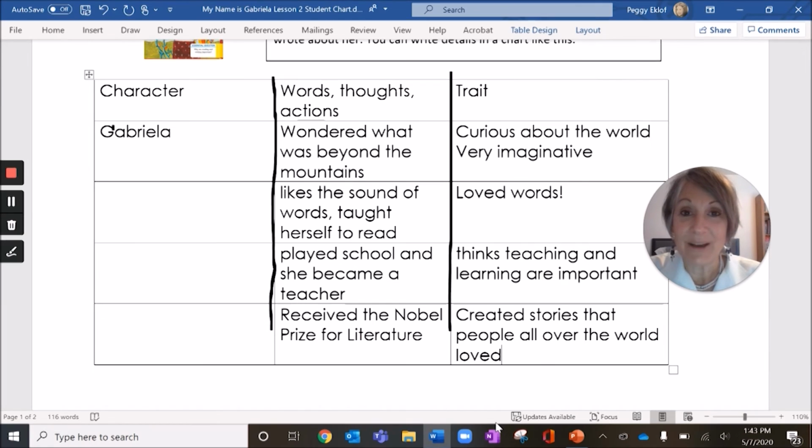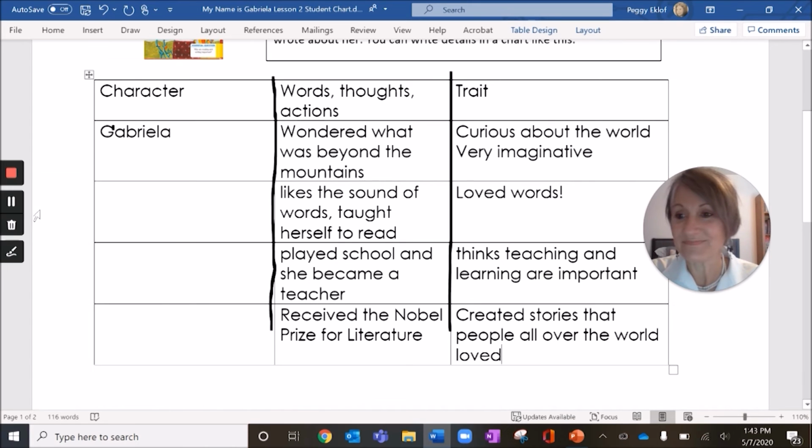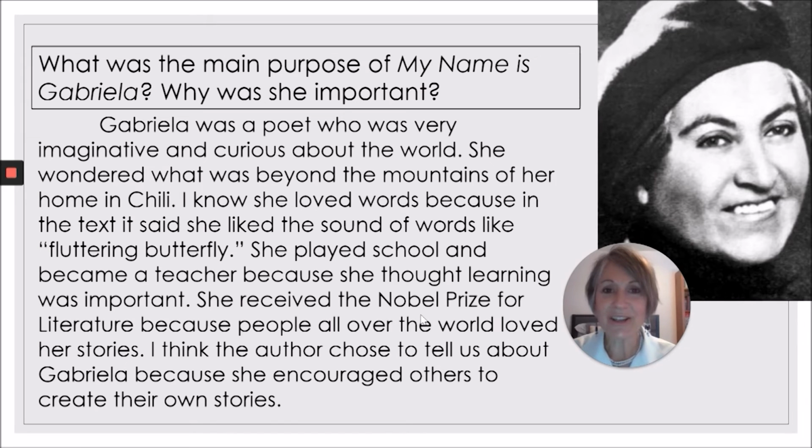So wow, we learned a lot about Gabriela today. We have a lot of information and text evidence on our graphic organizer. We've done a lot of good thinking. So now let's go to our writing prompt for today. Let's look at our writing prompts for today. What was the main purpose of My Name is Gabriela? Why was she important?